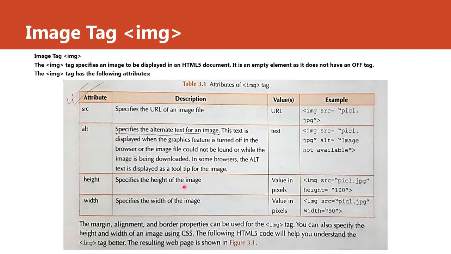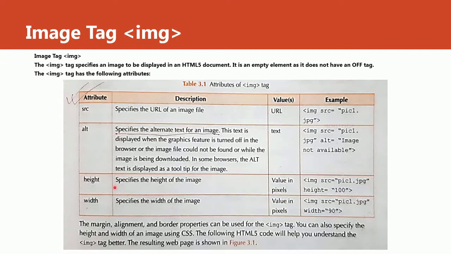Next is height. It specifies the height of an image. What is the height you want to give of the picture? And width, what is the width also you can give. The margin, alignment and border properties can be used for the IMG tag. You can also specify the height and width of an image using CSS. The following HTML code will help you to understand the IMG tag better. The resulting web page is shown in figure 3.1. This is the one here.